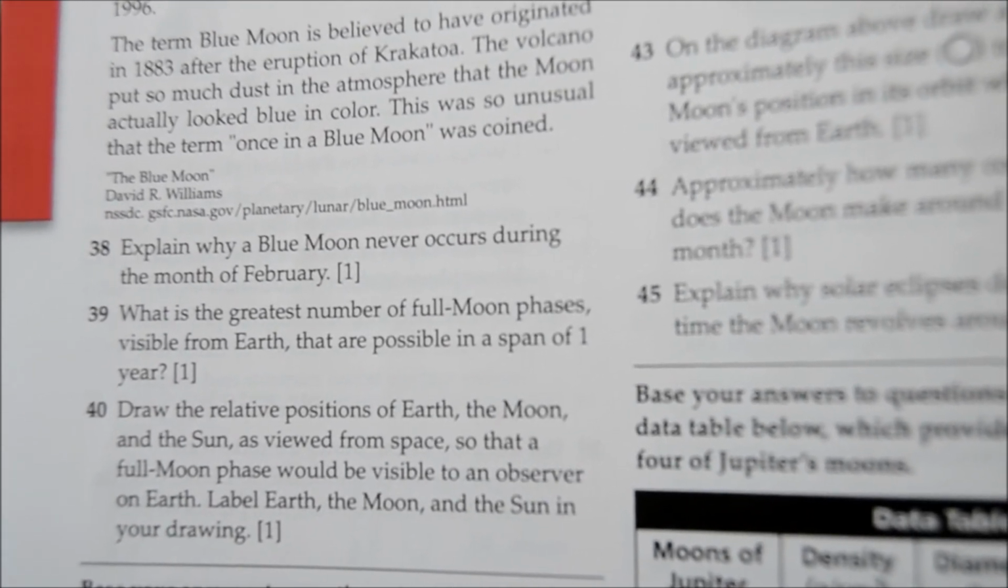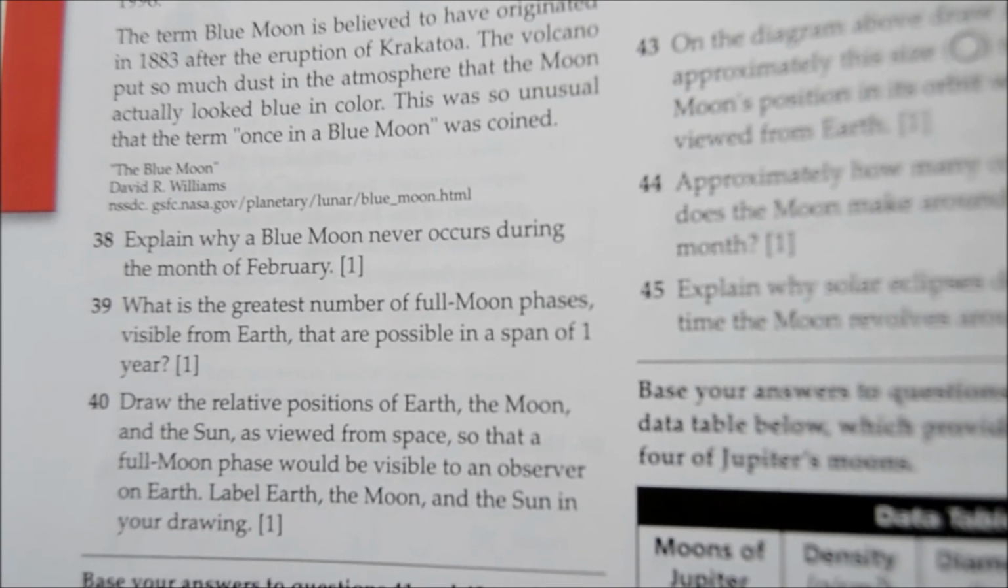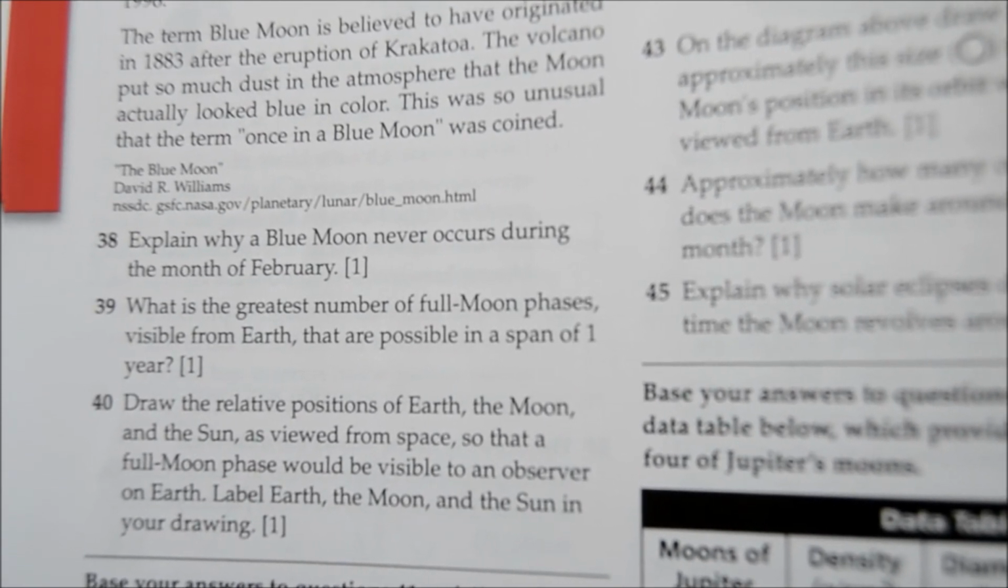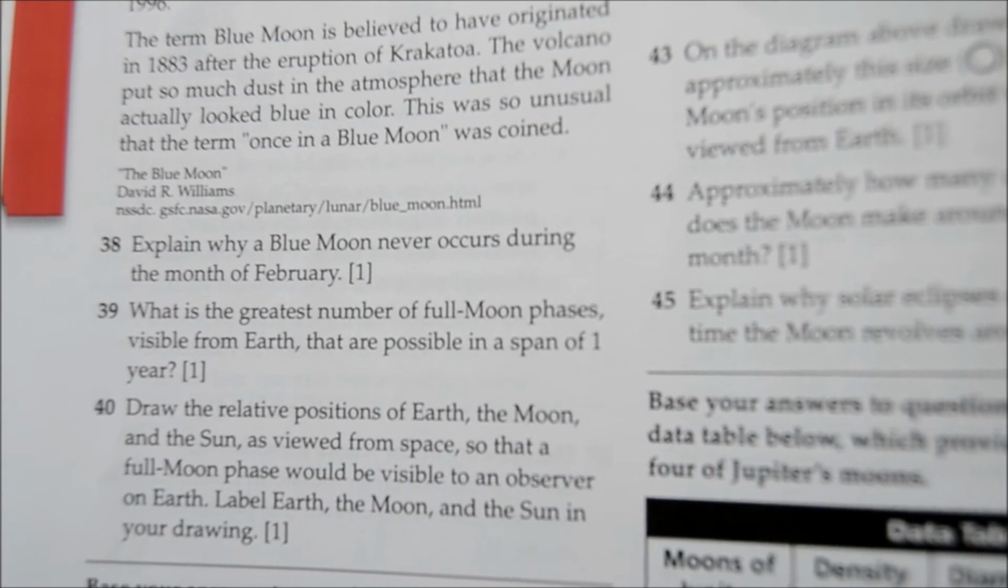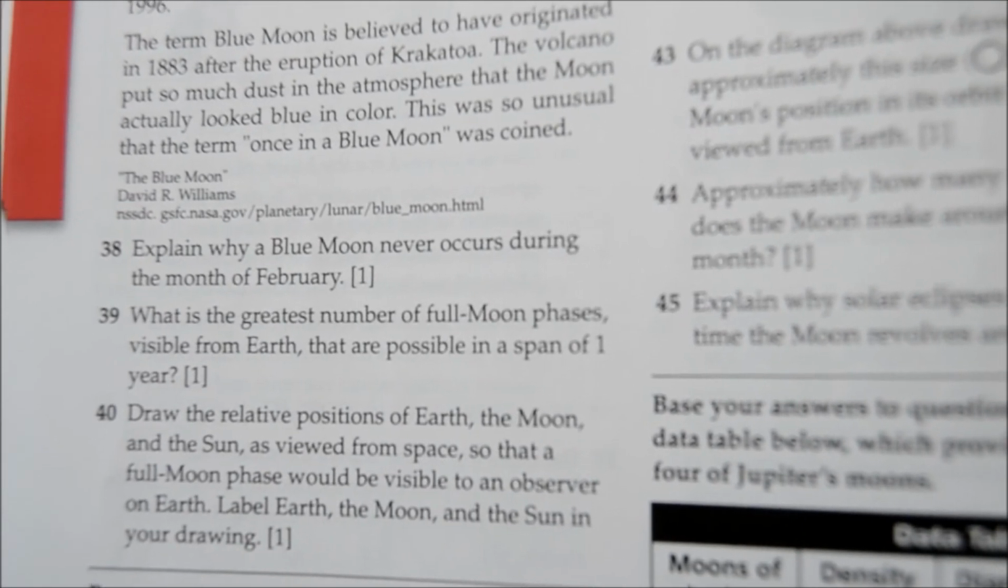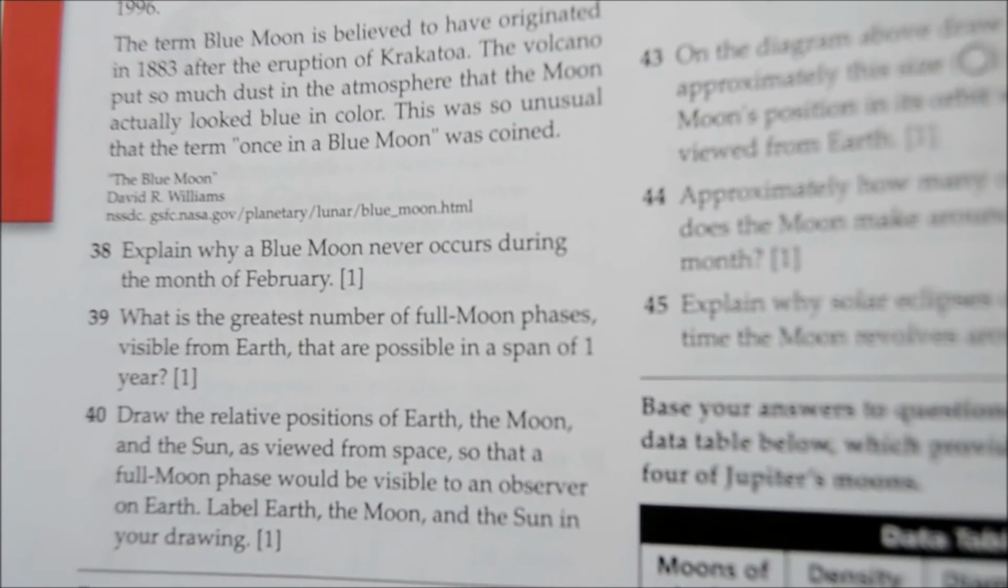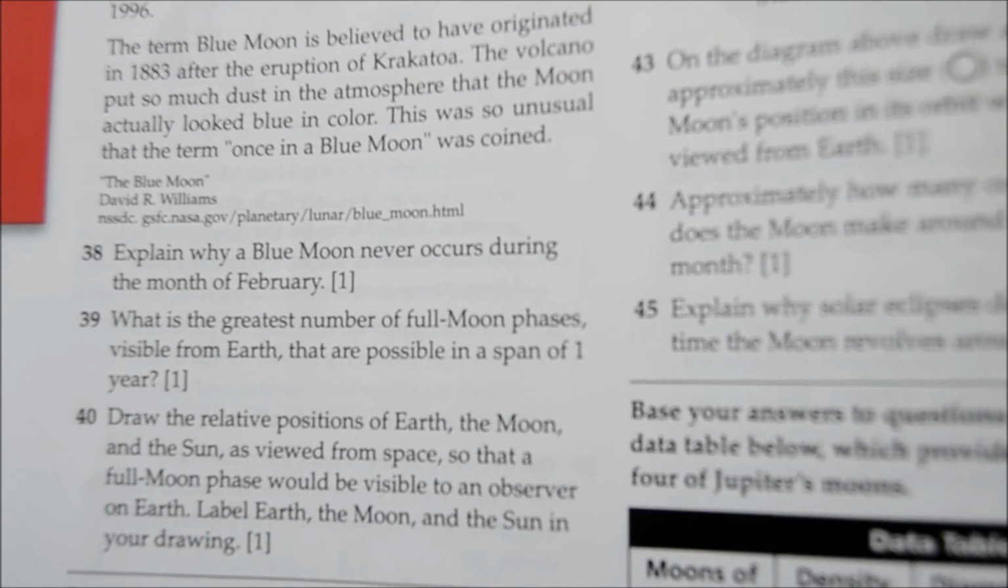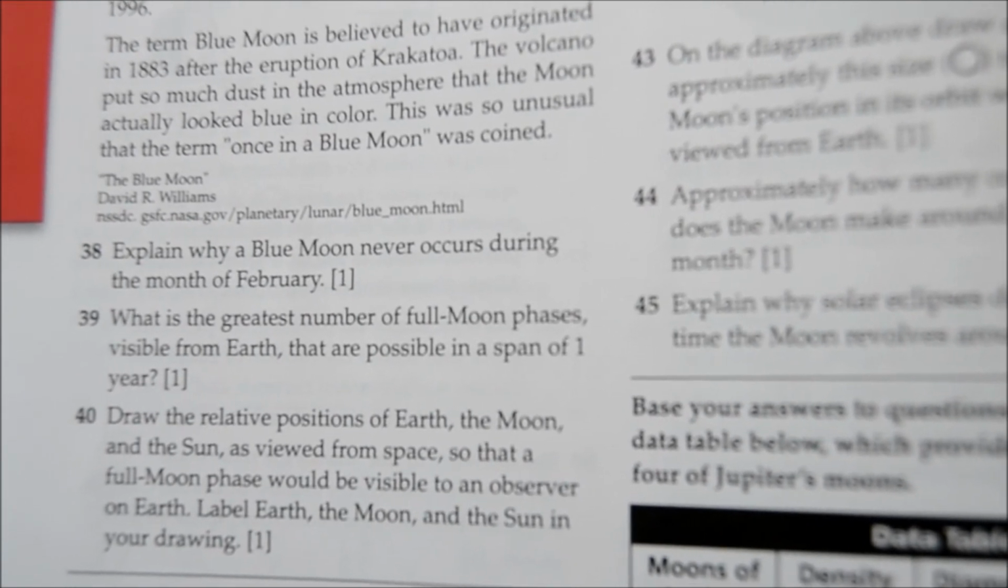39. What is the greatest number of full moon phases visible from Earth that is possible in a span of 1 year? So if you figure it out mathematically and you had 2 in January, the most that you could have possibly is 13 a year.